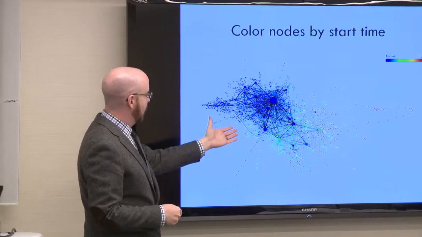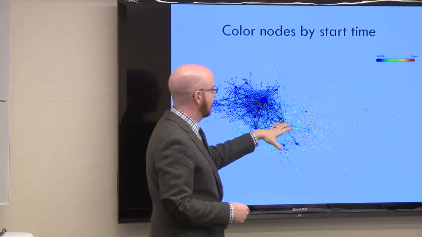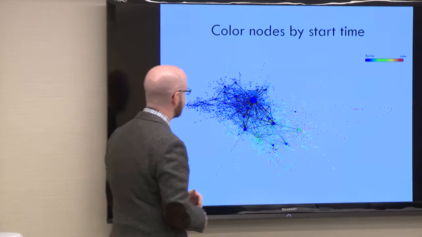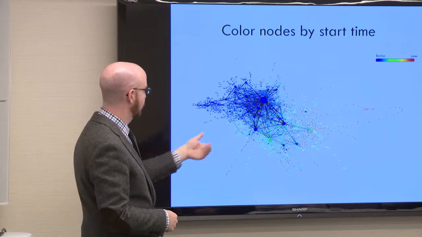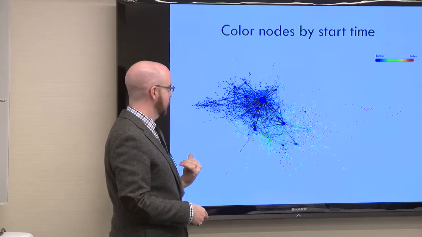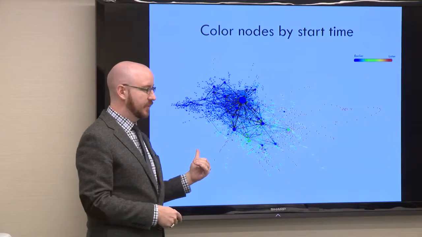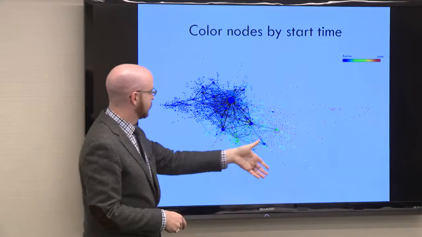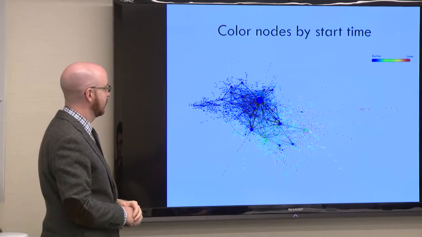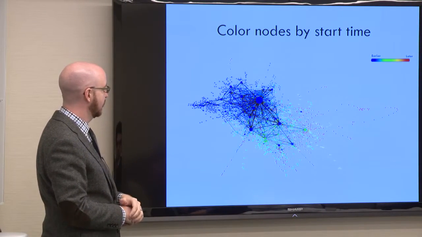So if we go back to this hairball that I had before, I've colored the nodes from this blue to red spectrum. Blue are people who joined the collaboration early in the article's history, who made their first contribution very close to when the article was created. People in red, out here, are people who joined the article weeks after it was created, and made their first contribution weeks afterwards.